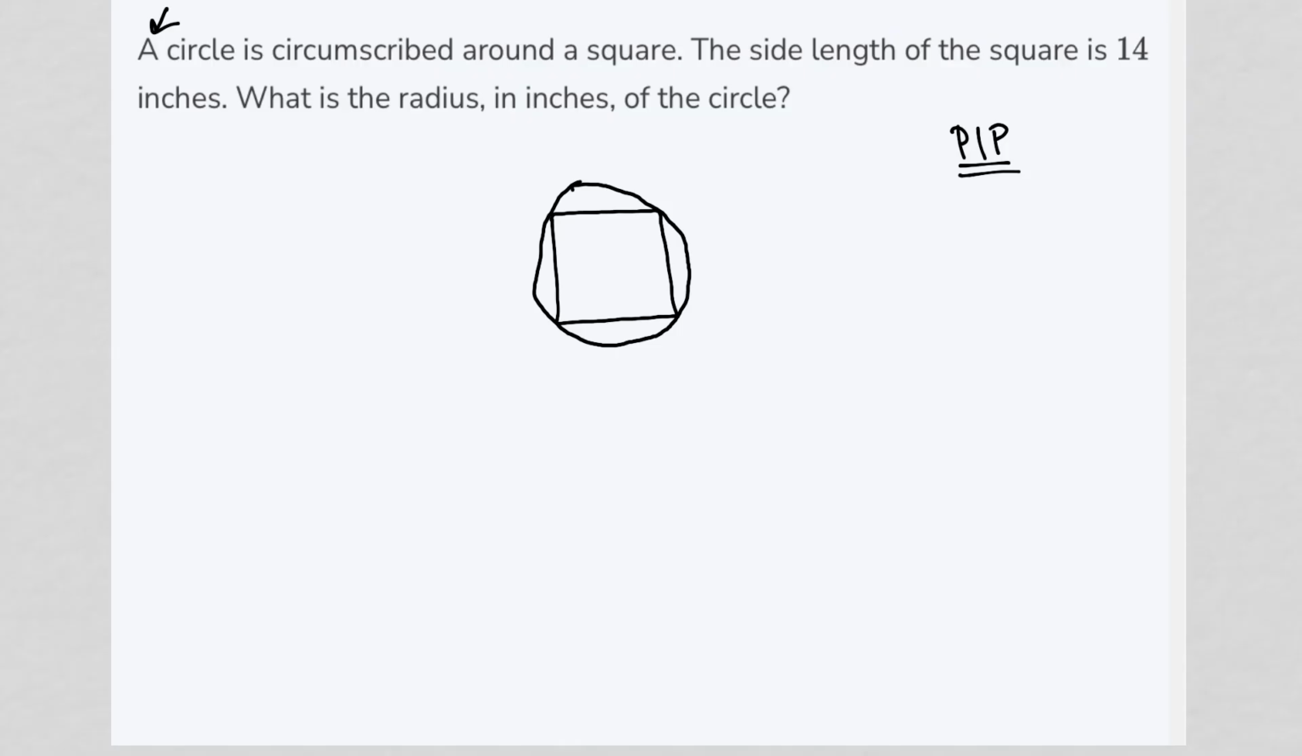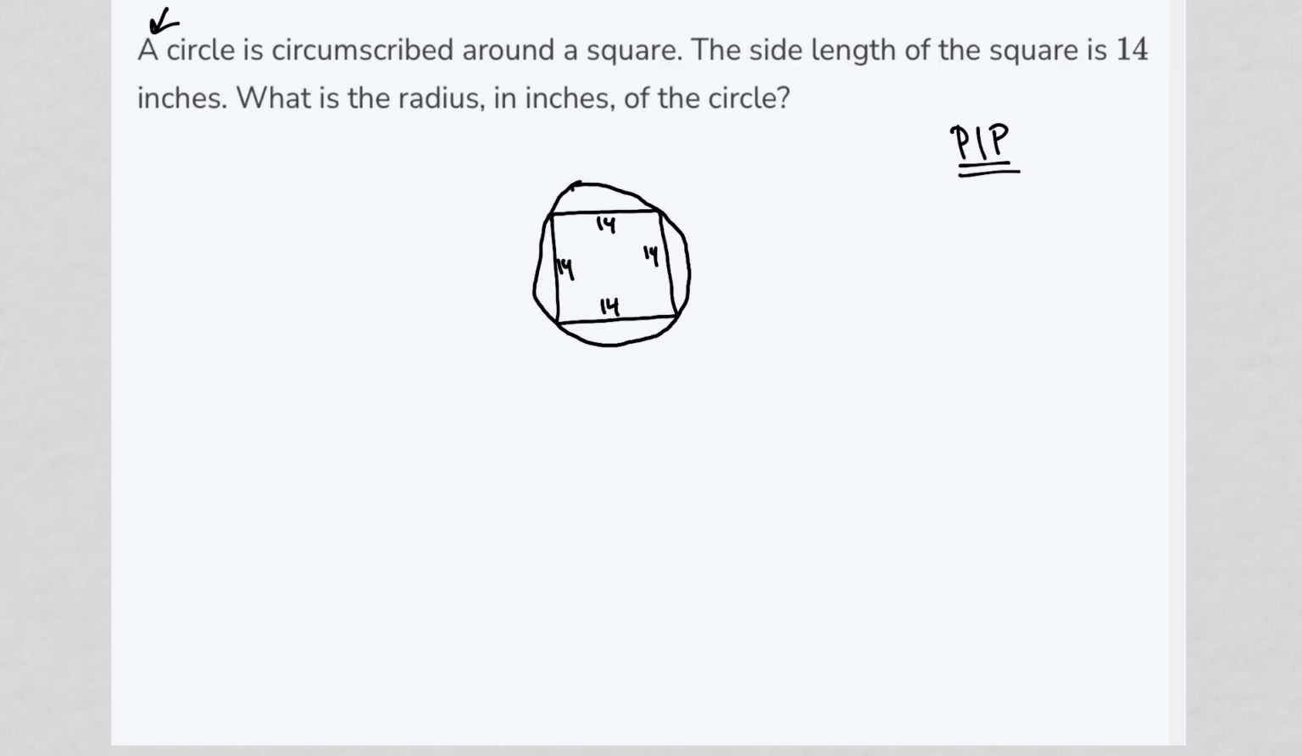The next sentence says the side length of the square is 14 inches. So the second part to plug in picture after drawing is to label. I know that each of these sides are 14, so I'm going to call each one of them 14. Then it says, what is the radius in inches of the circle?